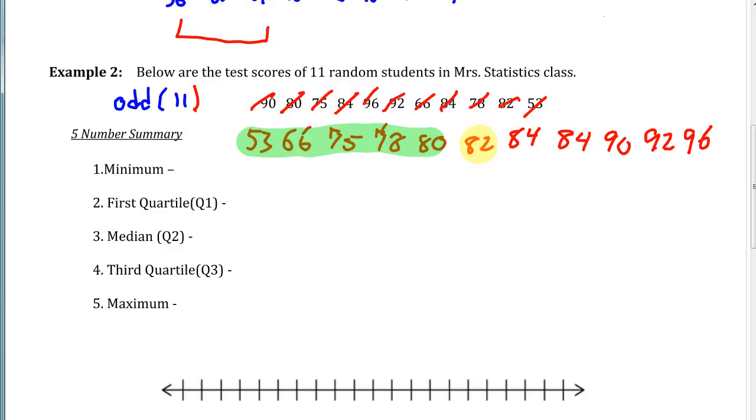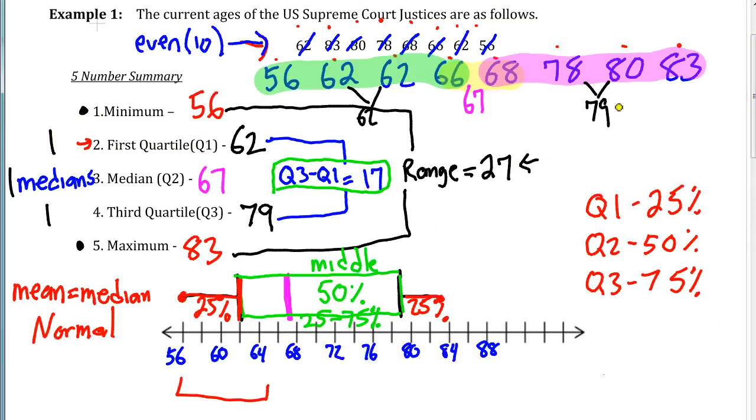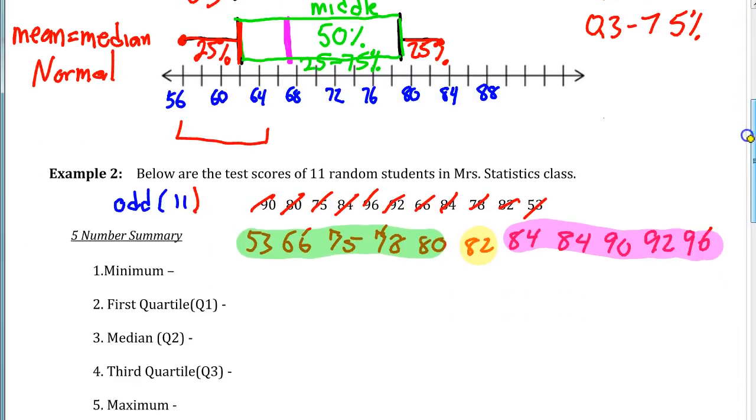So the only difference between this and the first one is that for your Q1 and your Q3, you're not going to use the median. This is what you guys did yesterday. So up here, we used all the numbers for the Q1 and Q3. All the original numbers, we used them all when we were finding Q1 and Q3. But when you have an odd number, you don't use that median number in the middle. You only use the ones below it and the ones above it for Q1 and Q3. So the slight difference right there.